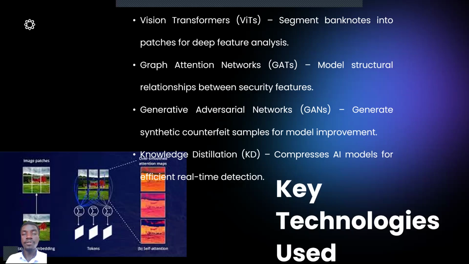Vision transformers get pictures and divide them into patches, like here how we are seeing. Then graph attention networks model structure relationships between security features. Then you have generative adversarial networks. This one generates synthetic counterfeit samples for model improvement, for example when you're having limited data samples.